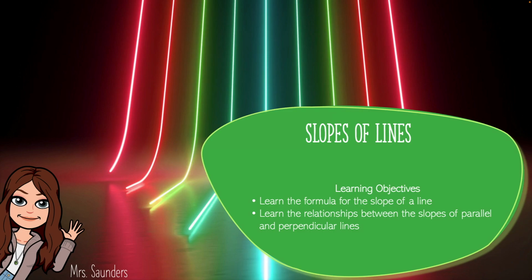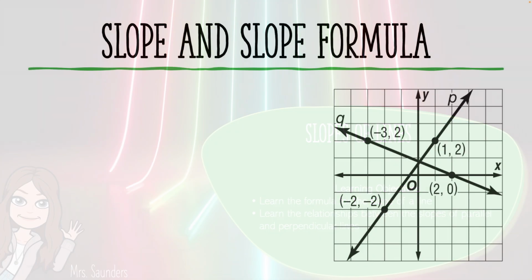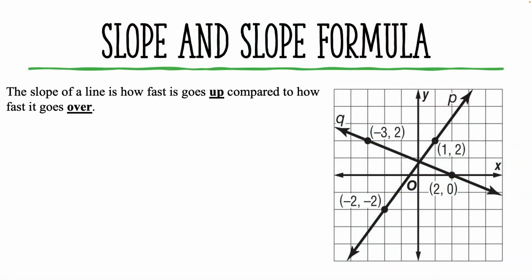We're continuing our investigation into the lines of geometry by talking about the slopes of lines. Now you may have already learned this in Algebra 1, but hey, let's learn it again just for fun. The slope of a line is how fast it goes up compared to how fast it goes over. Another way to say this is that slope is rise over run.